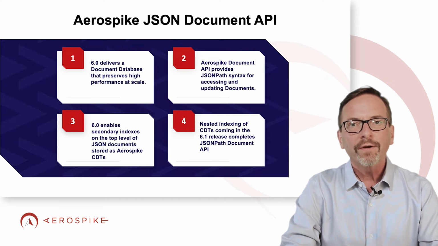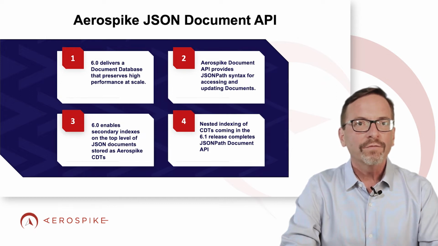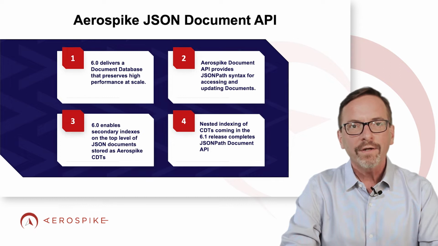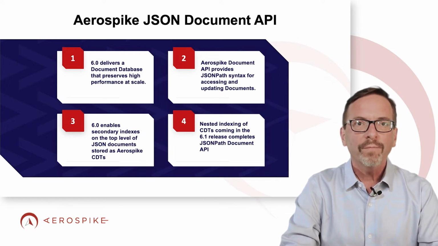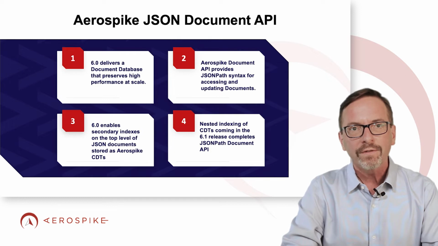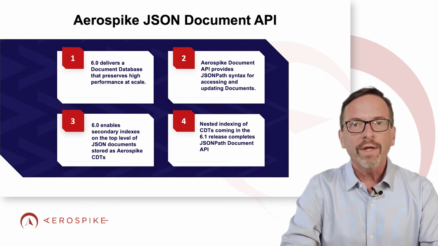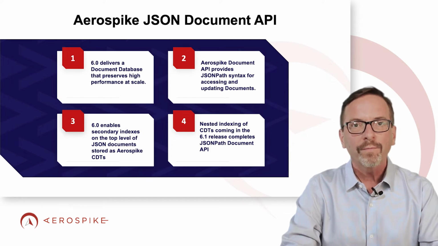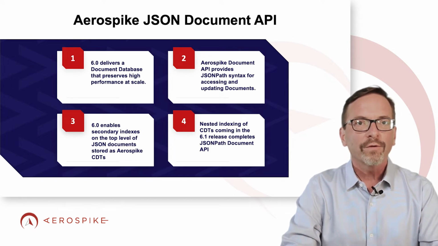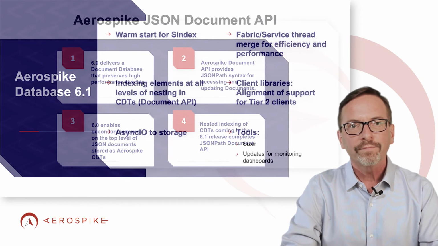6.0 enables secondary indexes on the top level of JSON documents stored as Aerospike CDTs, and indexing through all levels of nesting will be coming in the 6.1 release, completing the JSON path document API capabilities. With the server functionality in place, we'll provide support for the document API in the client libraries for Java, C, C#, Python, Go, Rust, and the rest of the client library languages.